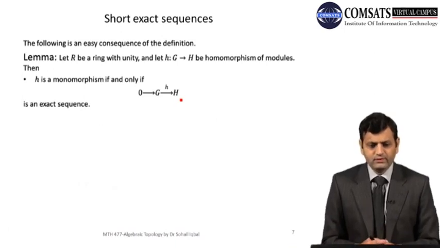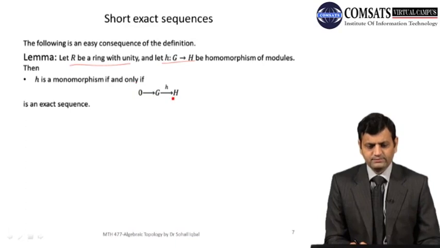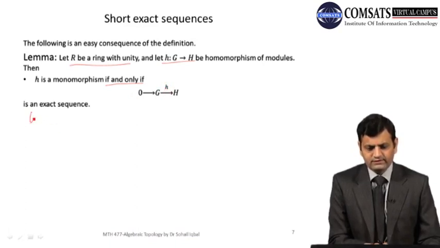Okay, so the following is an easy consequence of our definition. If we have a ring with identity and we have an R module homomorphism h from G to H, where G and H are R modules, then h is a monomorphism if and only if this is an exact sequence. So this is if and only if, so we have to show both directions. Let's assume that h is a monomorphism.